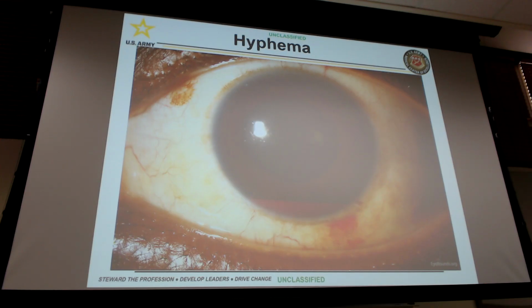None of these are 8-ball hyphemas. Okay, I don't have a picture of an 8-ball hyphema, but it's essentially, instead of just being blood right here, it's blood all the way up to here, and that eye is going to be completely blacked out like an 8-ball.